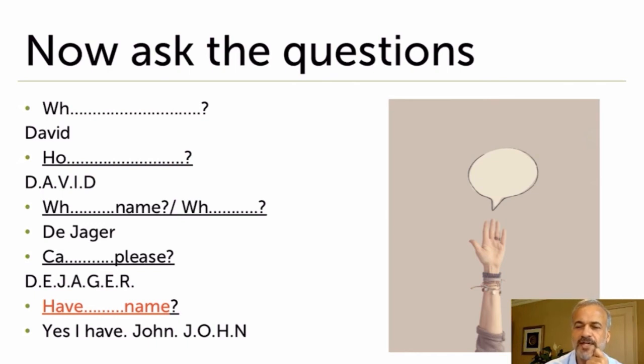Okay, so let's revise the questions again. So the first one will be, what's your name? David. How do you spell that? D-A-V-I-D. What's your last name, or what's your surname? Diego. Can you spell that, please? D-E-J-A-G-E-R. Have you got a middle name? Yes, I have. John. J-O-H-N.